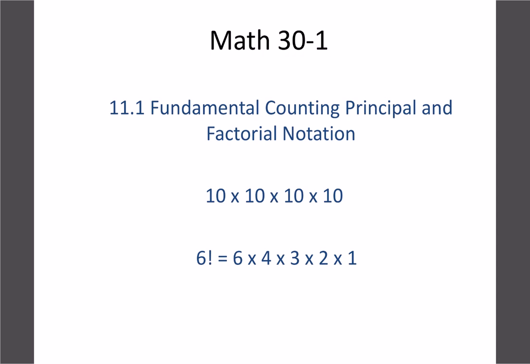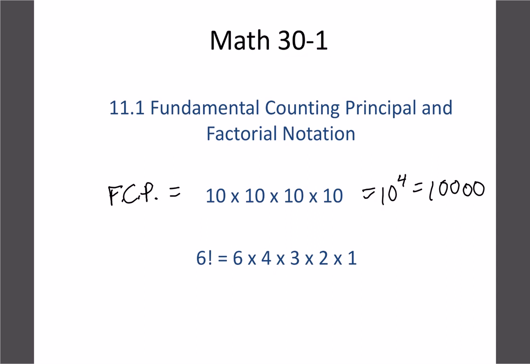So first we're going to look at what the fundamental counting principle is. And that's basically just multiplying all of your different combinations. So this 10 times 10 times 10 times 10, that would be an example of picking a 4-digit PIN number. So for your bank, you could pick any digit from 0 to 9, so that's 10 different digits, and you can repeat them, so it'd be 10 times 10 times 10 times 10. And we could write that as 10 to the 4, or 10,000, whichever.